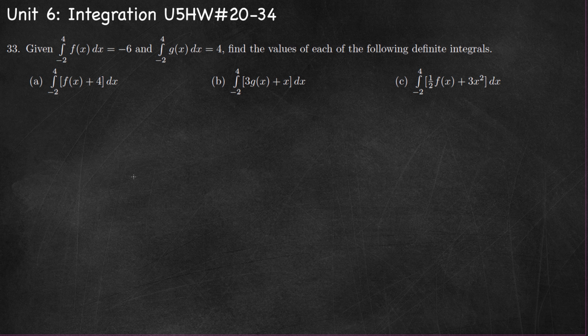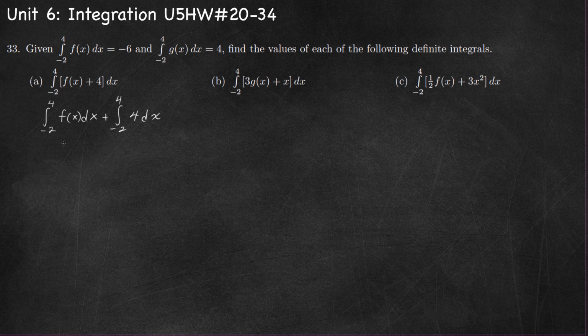Number 33. Given the integral of f from -2 to 4 is -6, and the integral of g from -2 to 4 is 4, find the values of each of the following definite integrals. So we'll use our properties again. Part A, since we have f plus 4, we can separate this into 2 integrals over that same interval. So the integral from -2 to 4 f of x dx plus the integral from -2 to 4 of 4 dx.